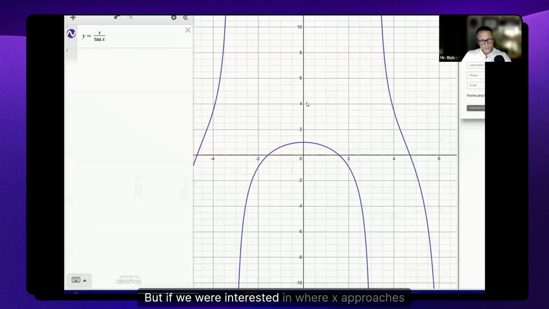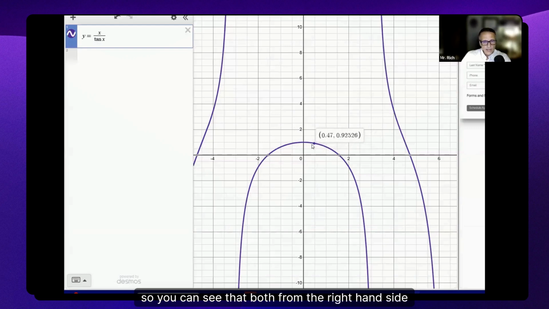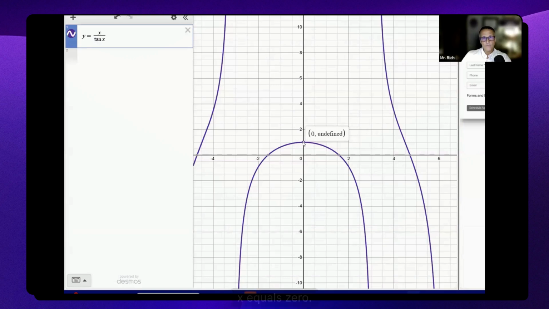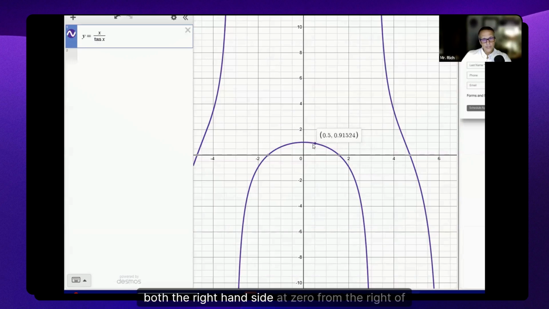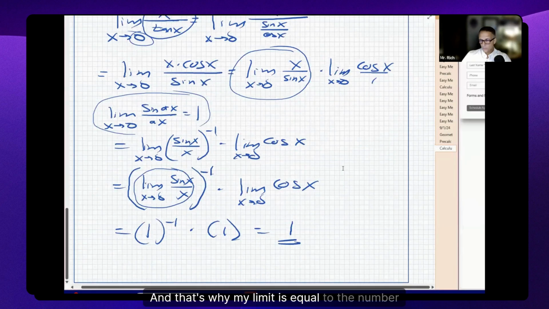But if we're interested in where x approaches 0, you can see that from the right-hand side of 0, it's approaching a y value of 1. And I'll bet you there's a hole right there. That's why we got 0 over 0. So you can see that the function does not exist at x equals 0. The function's undefined at x equals 0. However, the limit does exist because as you come in from the right of 0, and as you come in from the left of 0, the closer and closer you get to the y value of 1. And that's why my limit is equal to the number 1. All right. So I hope that helps.